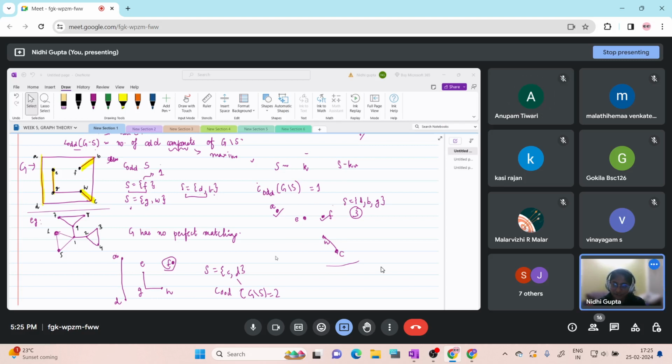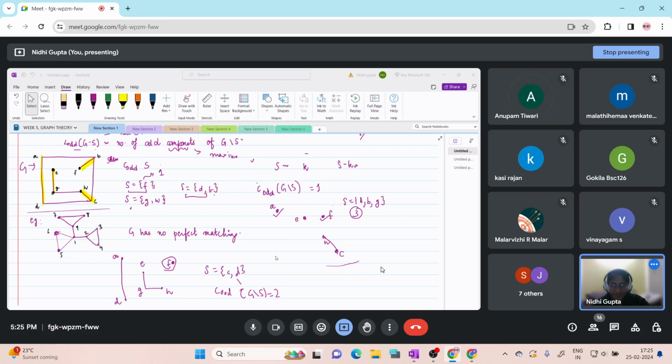See, if it is happening for all the S's, then it has a perfect matching. But the theorem is saying that even if the number of odd components is less than or equal to S, then it will have a perfect matching. The problem arises, the graph won't have a perfect matching, if the number of odd components is greater than the order of S. If they are less than or equal to the order of S, then we are fine.